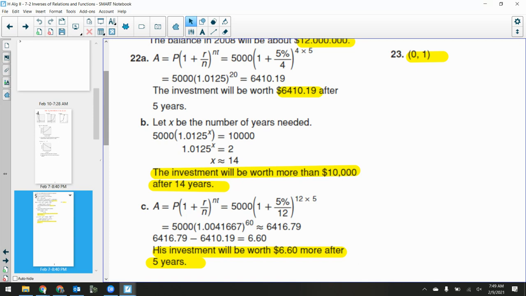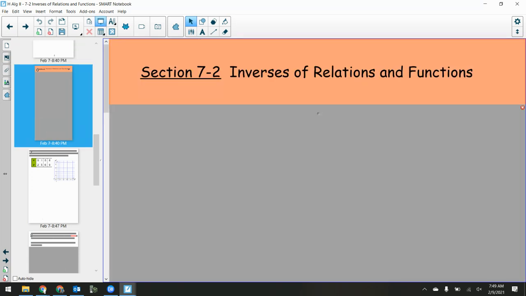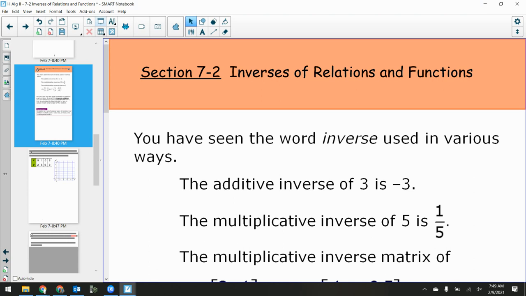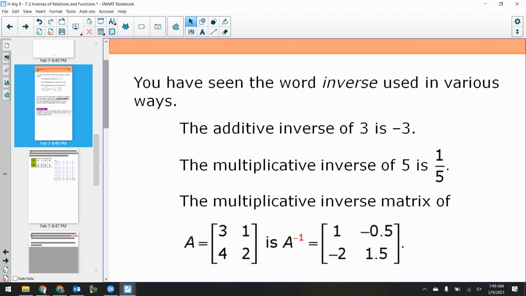Inverses of relations and functions. Now, we've seen the word inverse used in a lot of different ways. We talked about it at the very beginning of the year in terms of additive and multiplicative inverse. Remember, the additive inverse is just the opposite of that number. So if I've got the additive inverse of 3, it would be -3. The additive inverse of 7 would be -7. The additive inverse of -10 would be +10, right? It's the opposite. Multiplicative inverse is the reciprocal of that value.